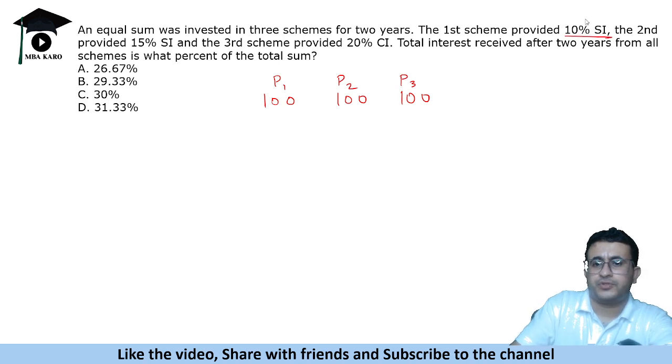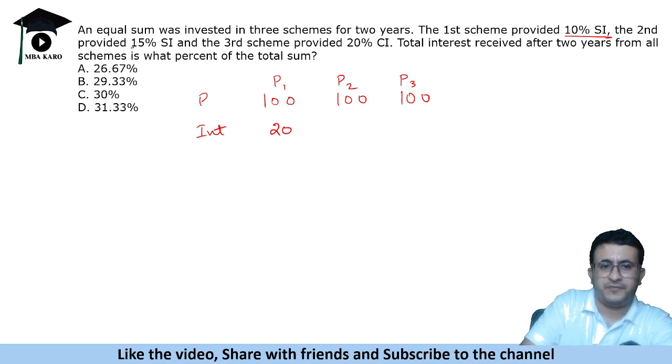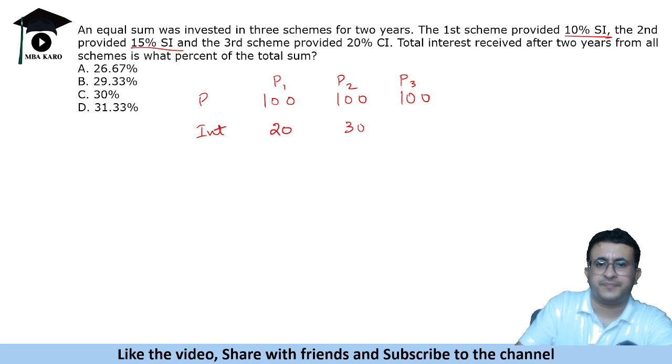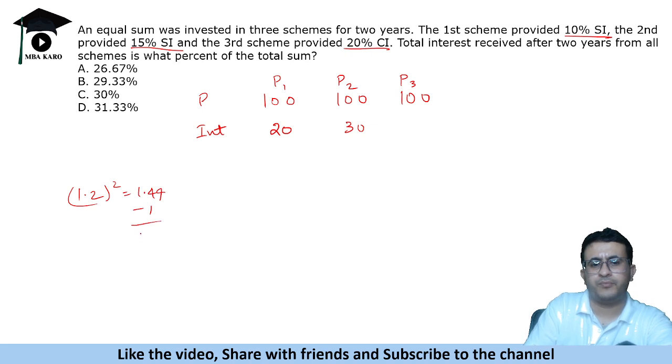10% into 2. So simple interest is what? Rate into time. So इस पे simple interest मिल गया 20. ठीक है, ये principal था, ये interest मिला 20. Second scheme 15% SI, so that is 30. Third scheme 20% CI. So 20% CI means 1.2 का whole square is 1.44, minus 1 is 0.44. So percentage terms should be clear. This is 44 CI, right?